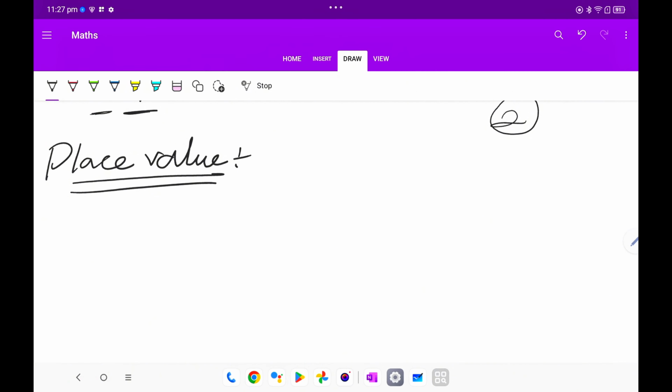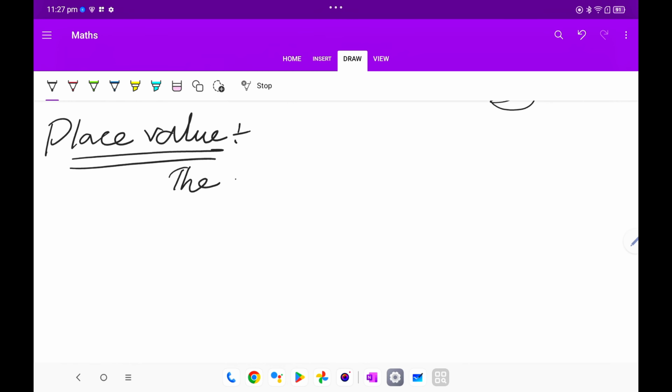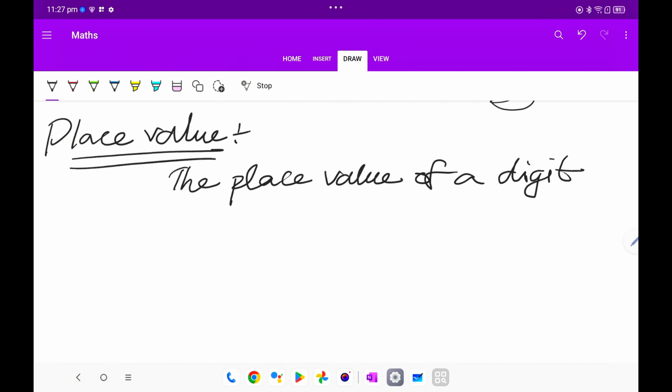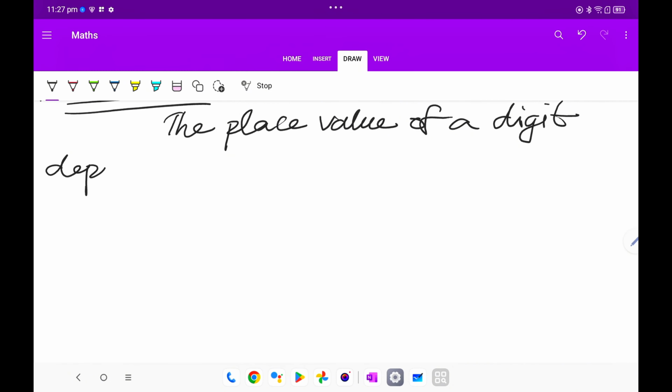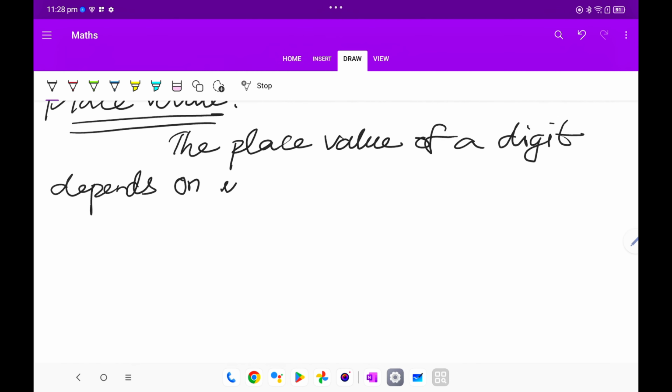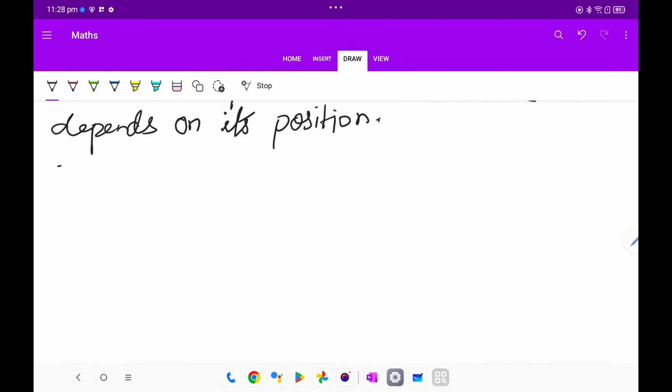Now let's move on, and we're going to see place value. What is the simplest definition of place value? The place value of a digit depends on its position. Okay, now let's see one example. Let's pick a number, 135.